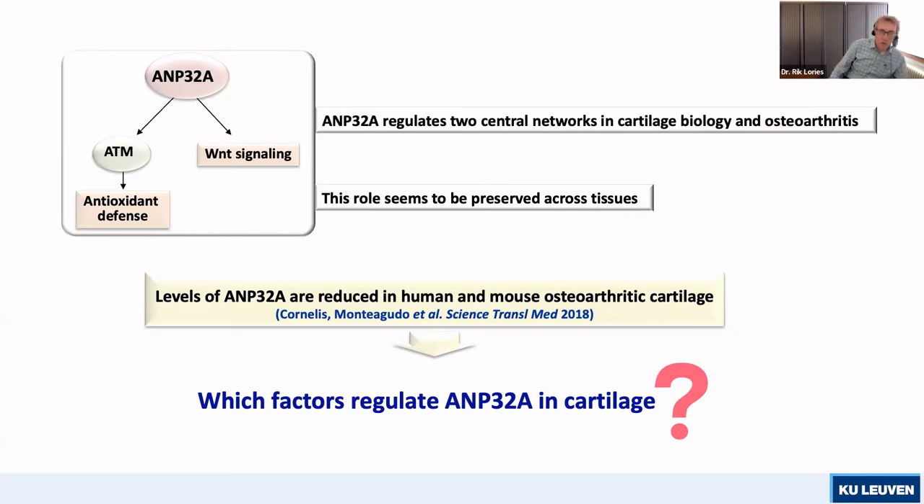And we will hopefully shortly be able to submit a manuscript in which we used a similar bioinformatics analysis as the one for DOT1L, showing that again, hypoxia, but also Wnt signaling itself in kind of a loop, are the factors that control the expression of AMP32A in our articular cartilage setup.